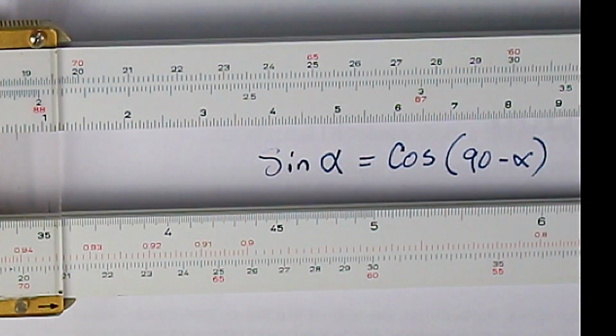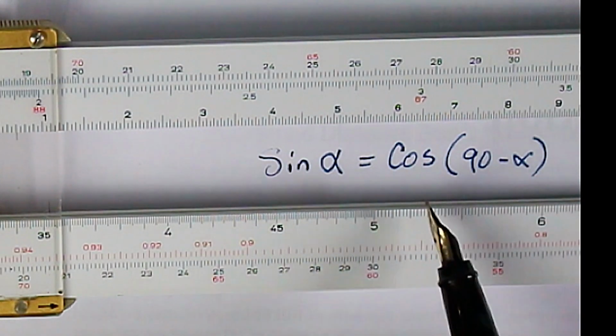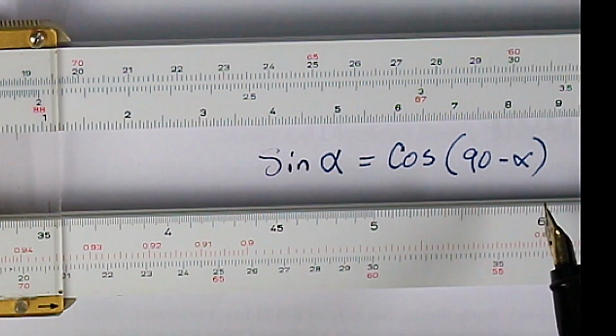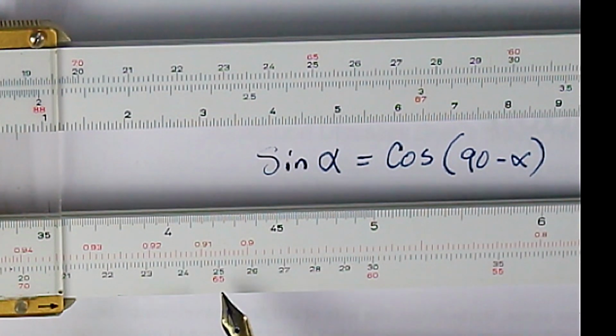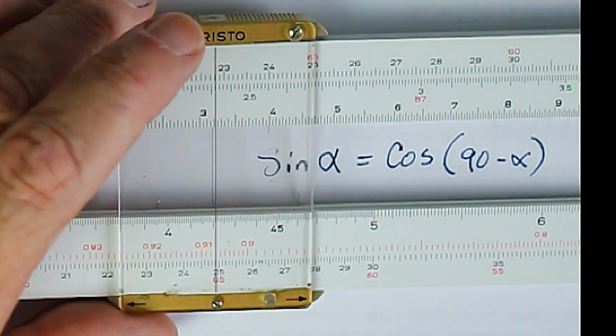Okay, so let's go ahead and take a look at our first identity, and that is that sine alpha equals the cosine of 90 minus alpha. And we'll look right here. So that would mean that the sine of 25 would equal the cosine of 65, and these are in degrees. So let's go ahead and have a quick look and see what that is.